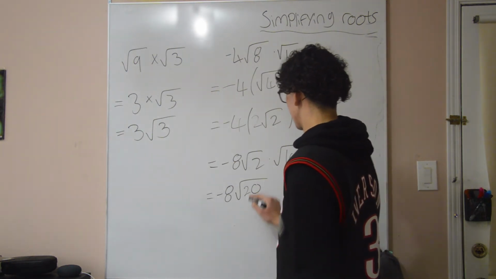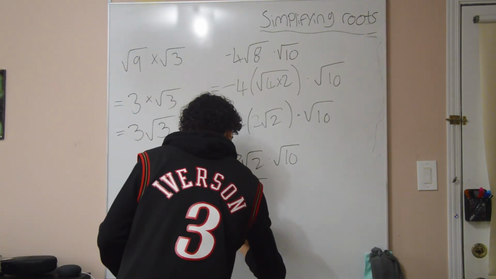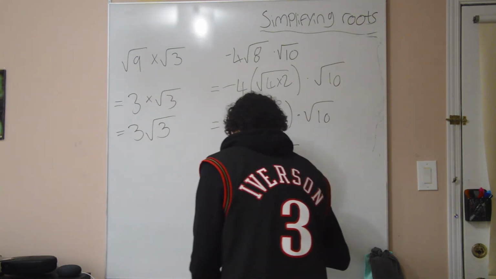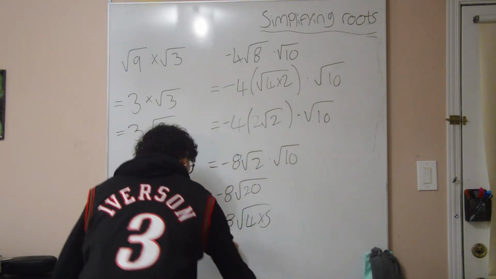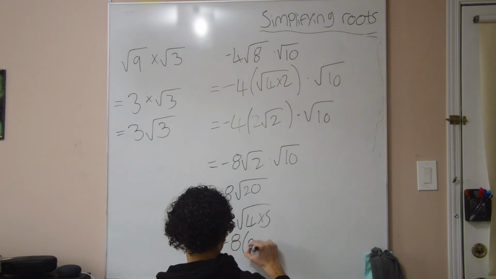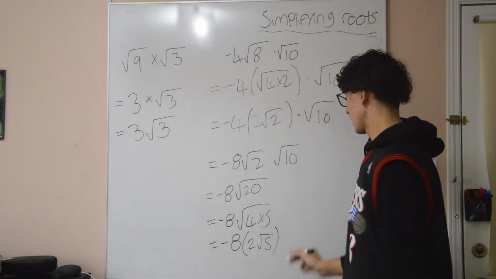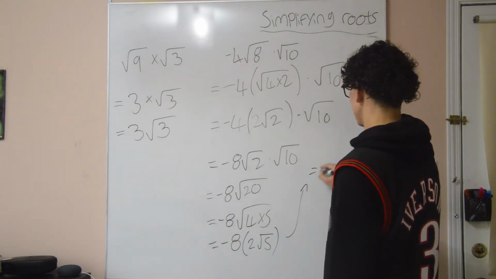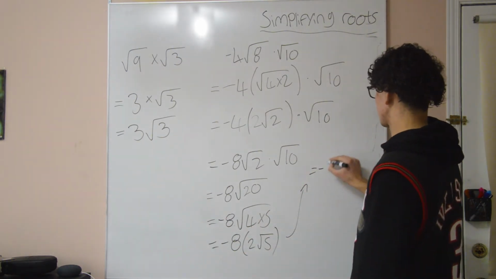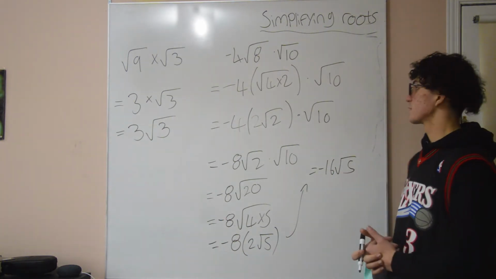Just like that. And well, here, again, we can simplify. It becomes negative 8. 20 is the same as saying 4 times 5. So we get negative 8 times the square root of 5 times 2, just like that. And then from here, it becomes negative 8 times 2, so negative 16 root 5, just like that.